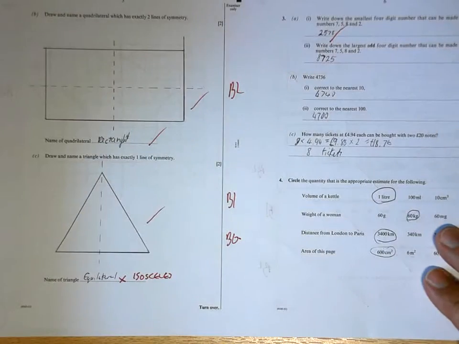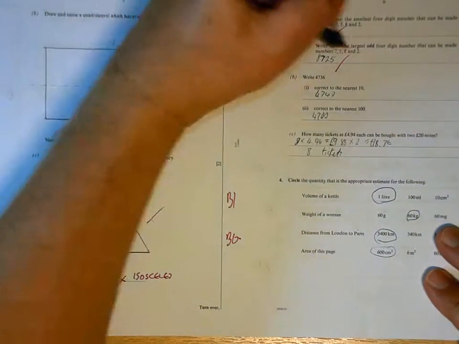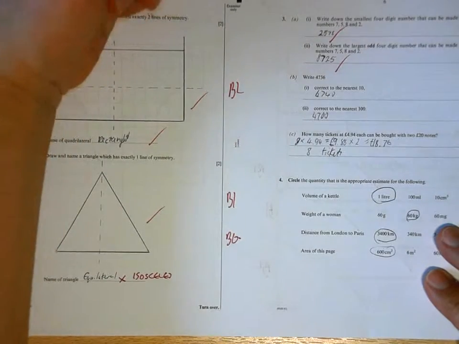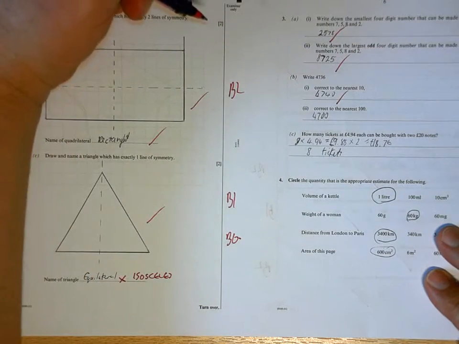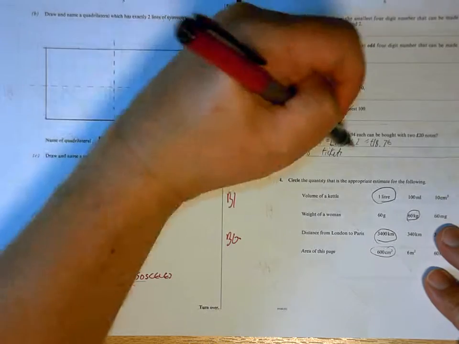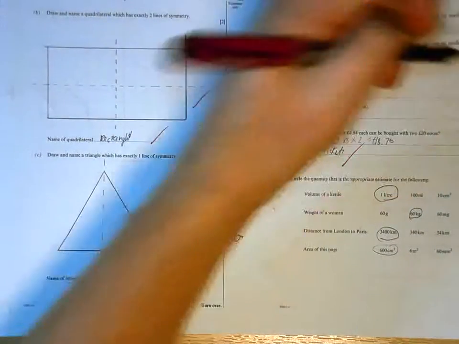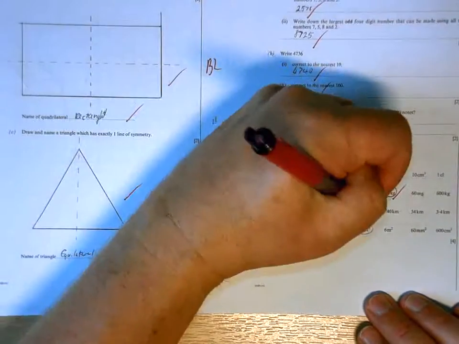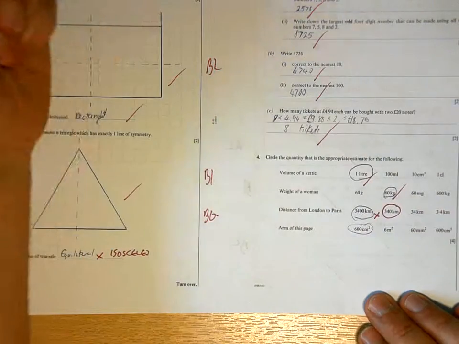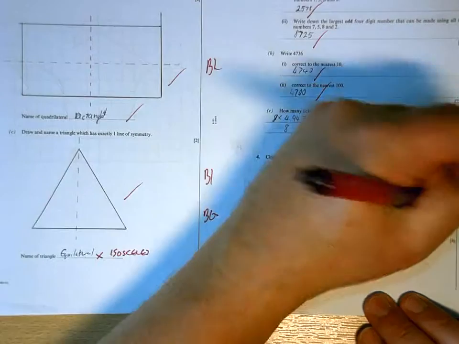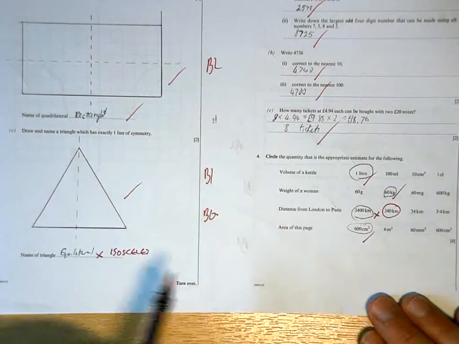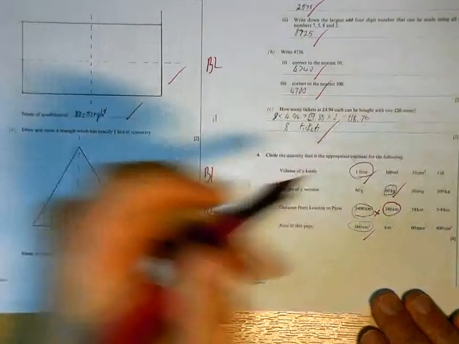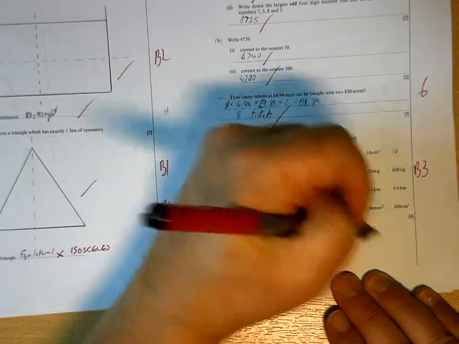2578 is correct, 8725 is correct, 4740 is correct, 4700 is correct, 8 tickets are correct. Good stuff. A litre, 60 kilos, that one's wrong, it's in fact that one, and that one is correct, so you get 3 marks there. So for the page, 9, 10, 12 marks.